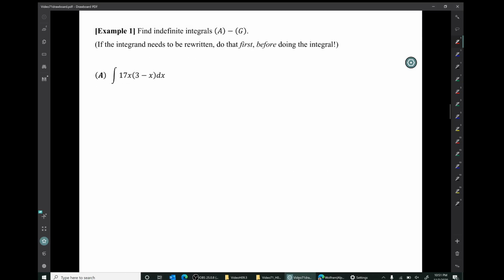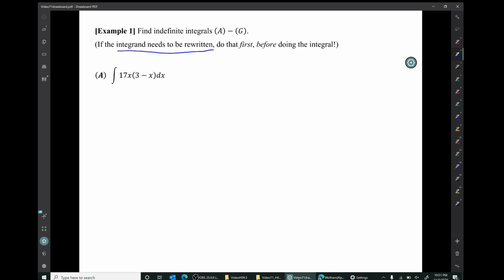Well, in today's video, as I said at the start, we'll be doing examples where the integrand needs to be rewritten, or all but one of these examples involves an integrand that needs to be rewritten. And we'll do that first before doing the integral. So we have 7 questions in this example 1, finding these 7 indefinite integrals.